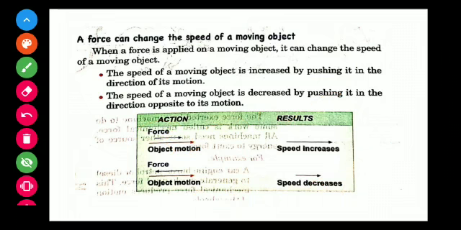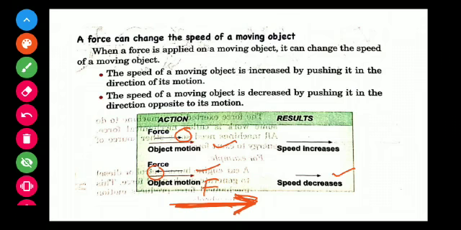Second, force is a vector quantity, and we represent a force in terms of a vector. The length of this vector represents the magnitude, and the arrow, the head of this vector, gives the direction of force. Here we apply a force, this is the direction of force, this is the direction of force. In both cases, the direction of force is opposite. If we apply a force in the direction of motion, there is an increase in speed, and if we apply a force in the opposite direction, there is a decrease in speed.